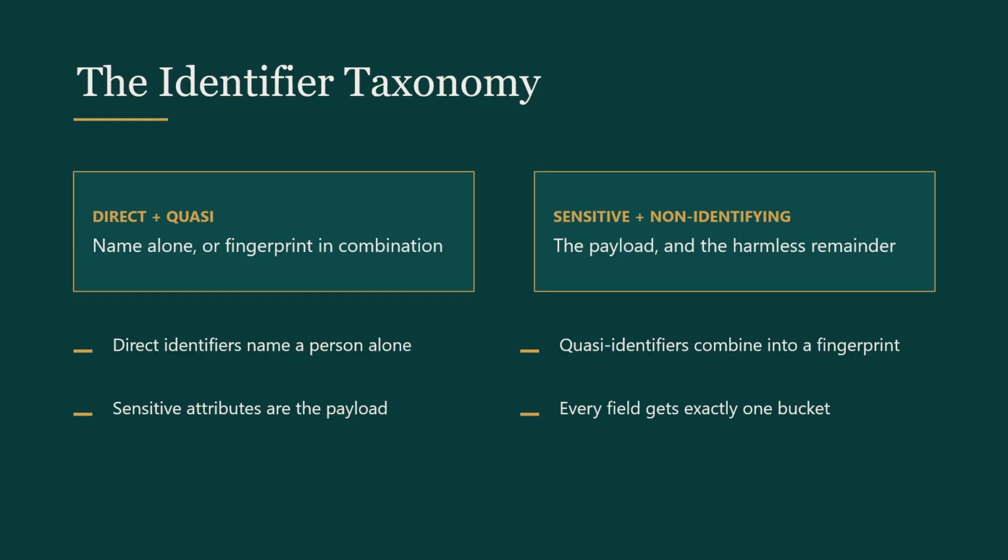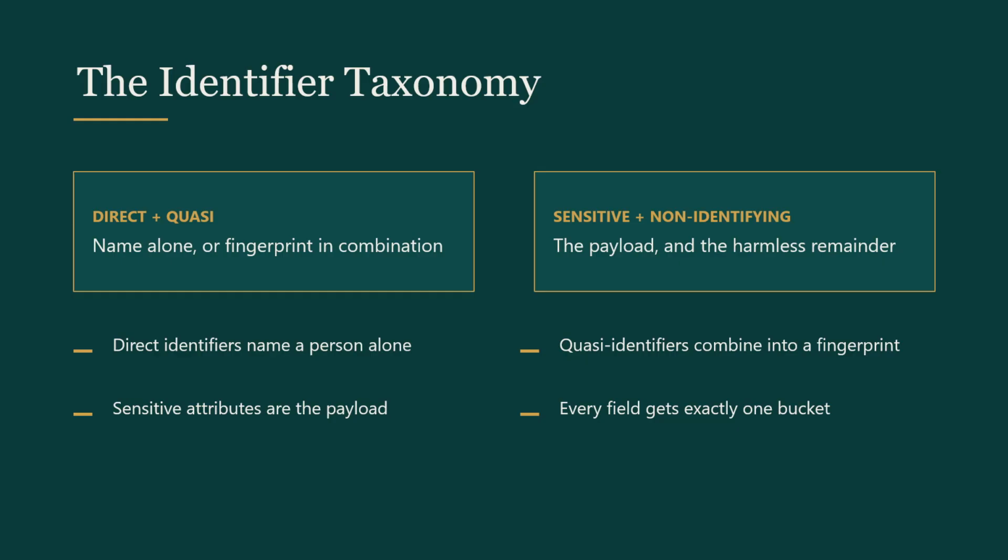Bucket 3. Sensitive attributes. This is the payload, the thing worth protecting. Diagnoses, treatments, laboratory results, genomic sequences, and billing amounts. They rarely help identify anyone. They are the harm if identification succeeds. Bucket 4. Non-identifying attributes. Fields that neither identify nor injure, such as a randomized trial arm assignment or a broad facility characteristic. Two things make this genuinely expert work rather than clerical work.